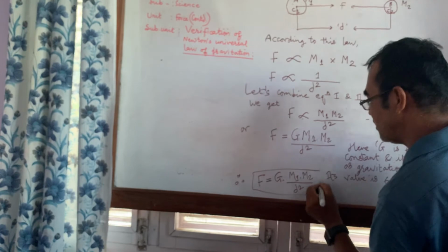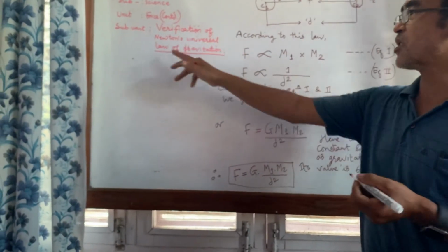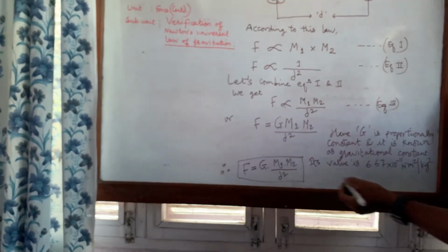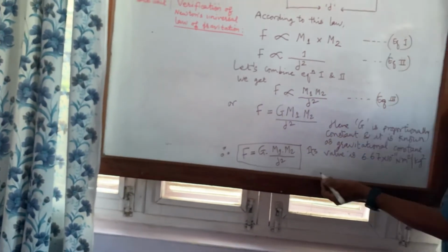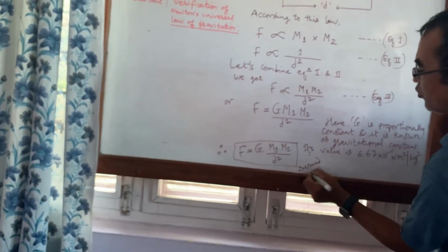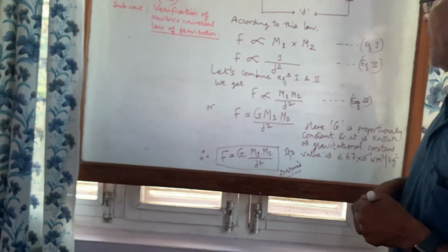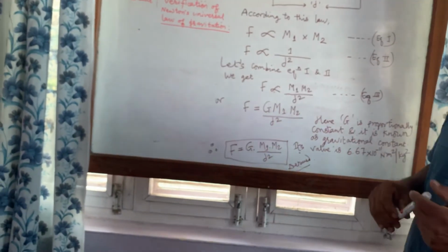This is the mathematical form of Newton's universal law of gravitation. We can calculate gravitation by this formula. In this way, we can derive or verify Newton's universal law of gravitation.